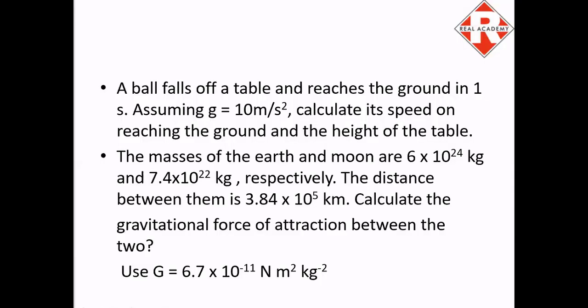Let's move on to the next question. That is the fifth question. Okay. A ball falls off a table and reaches the ground in 1 second. Assuming G is equal to 10 meters per second square, calculate its speed on reaching the ground and the height of the table. So this is the question. Reading the question, we can conclude that if the ball is falling off a table, that means it is under free fall. That means if I'm considering free fall, right, initial velocity is going to be 0. Also the ball is falling downwards. So G, acceleration due to gravity, is going to be positive, right?